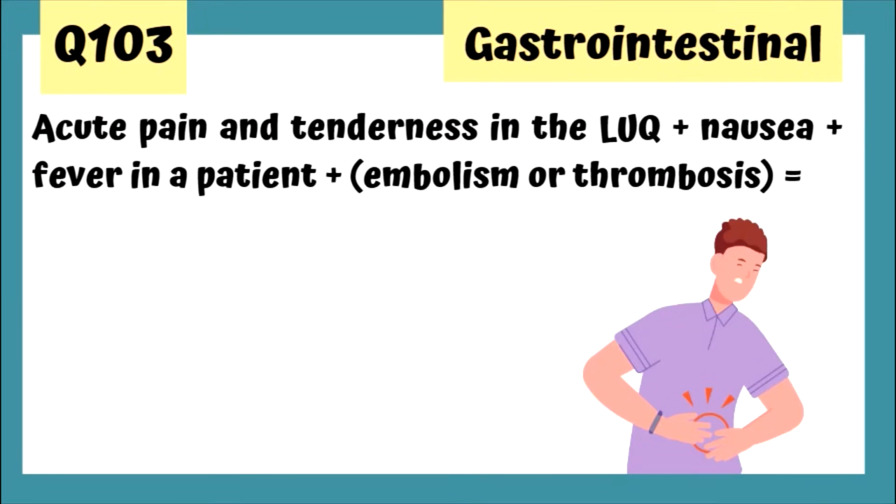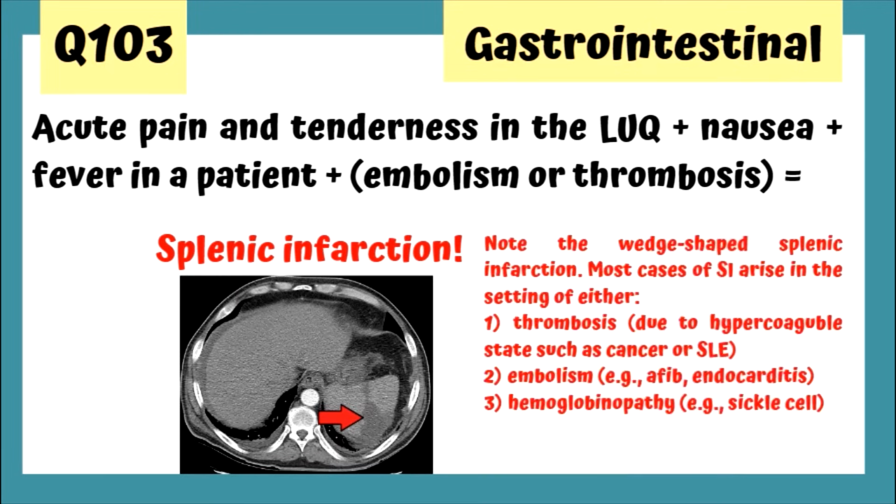Question 103. Acute pain and tenderness in the left upper quadrant, nausea and fever in a patient, and he had an embolism or thrombosis. This is a splenic infarction, and note the wedge-shaped splenic infarction over here. Most cases arise due to either thrombosis, embolism, or hemoglobinopathy.